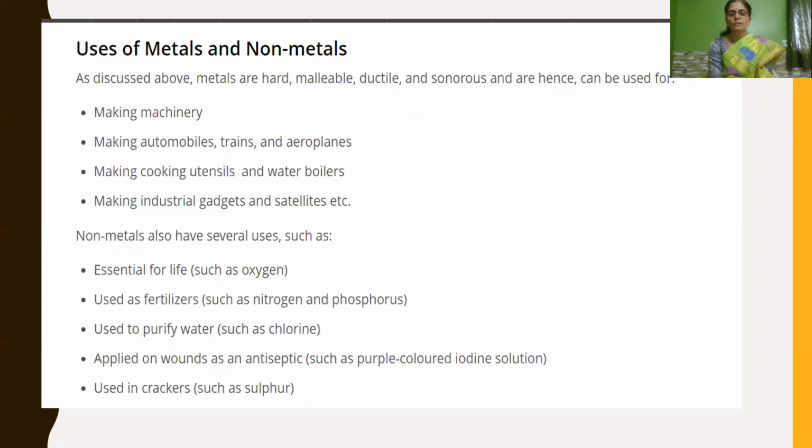And non-metals: name the non-metal which is essential for life? Oxygen. Name the non-metal which is used as fertilizer? Nitrogen, mainly important nitrogen, then phosphorus. If the phosphorus option is there, you can click phosphorus. And non-metal used to purify water? Chlorine. And non-metal used as an antiseptic solution, purple colored solution, that is iodine. Name the non-metal used to cure wounds, which is purple in color? Iodine. Name the non-metal used in crackers?